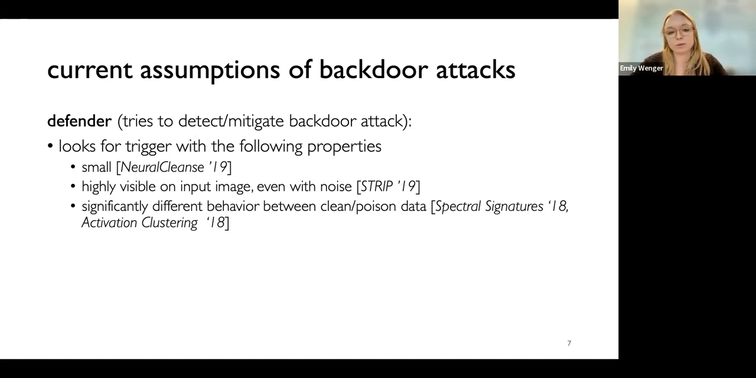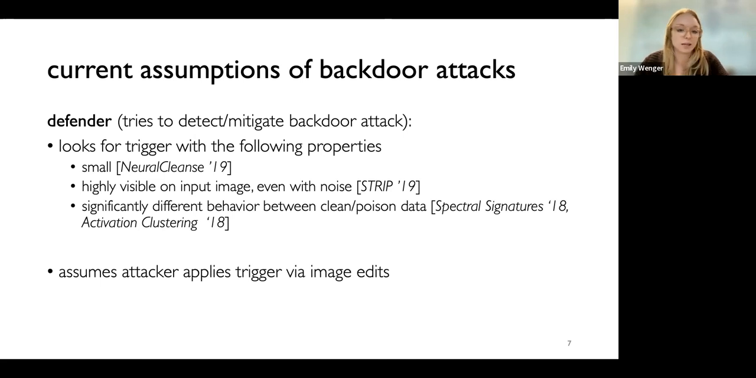STRIP, another defense from around that time, assumes the trigger is going to be very visible, even if you add noise. And then finally, there are some more statistical-based defenses that assume the trigger is so weird that it will induce a significantly different behavior between clean and poison data. And all these defenses are viable in their own right, but they are viable on a certain paradigm of backdoor attacks and may or may not generalize. And then again, all of these defenses assume that the trigger is added via image edits.